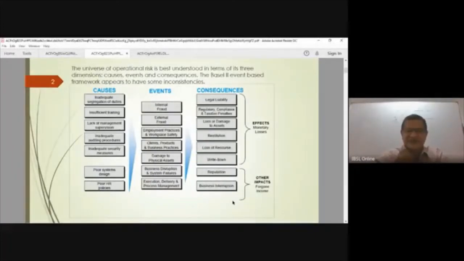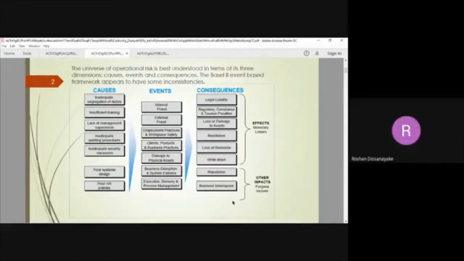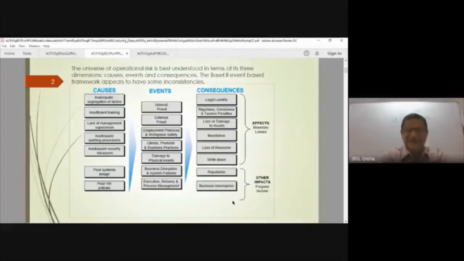Clients, products and business practices. Now you have clients. Under the new law of customer charter, you need to provide them adequate information. Otherwise, they can also sue the bank in certain cases. If you have to pay damages to a client, if you had a mishap in your banking lobby and they claim certain money, those will go as operational losses.